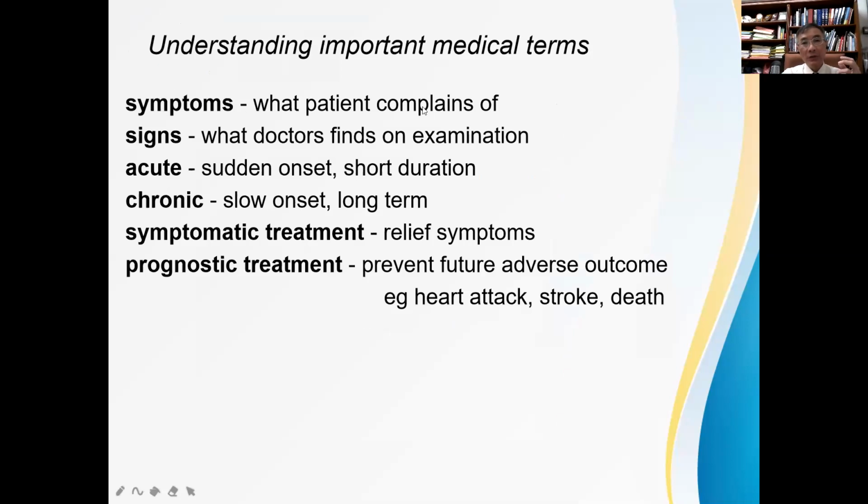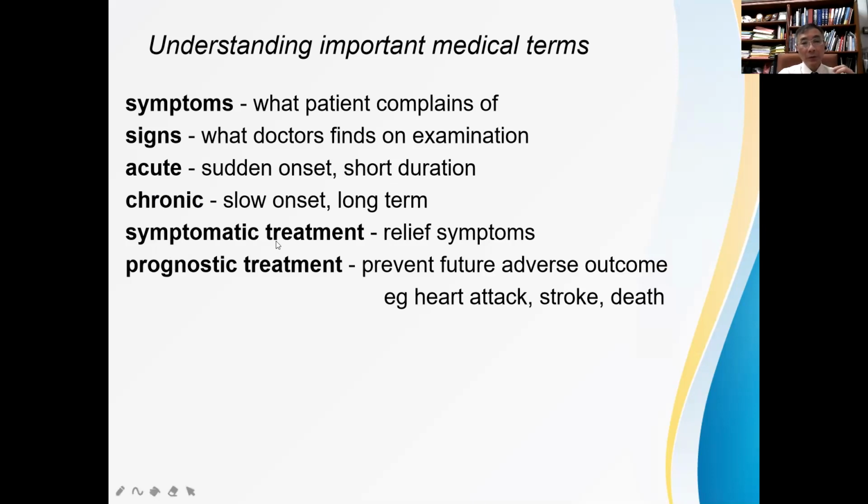Symptoms are what the patient complains of, the discomfort he or she feels that brings him to see the doctor. Signs, on the other hand, are what the doctor finds after examining the patient. An acute condition is one of sudden onset and usually of short duration. A chronic condition, on the other hand, comes on more slowly and has longer duration of disease.